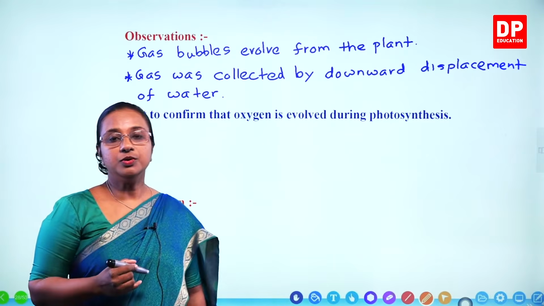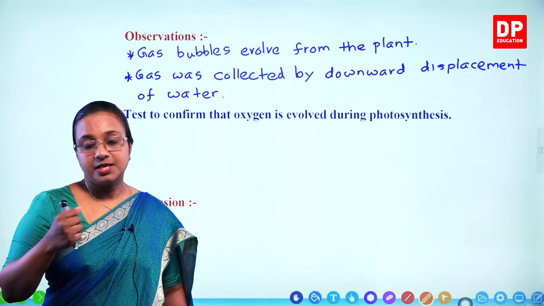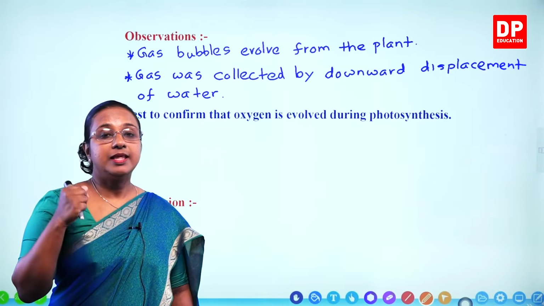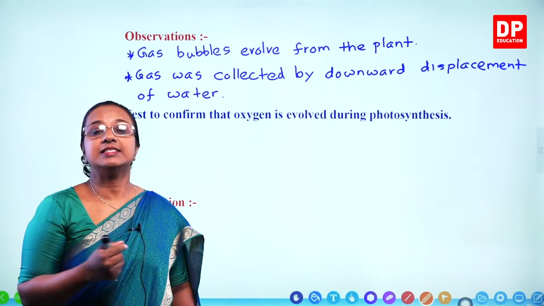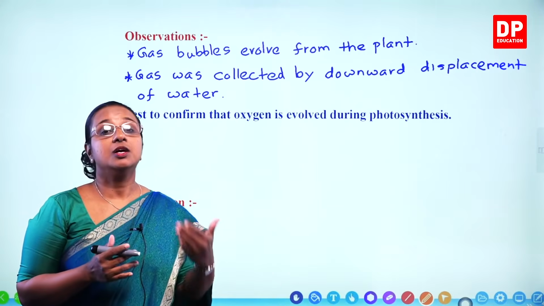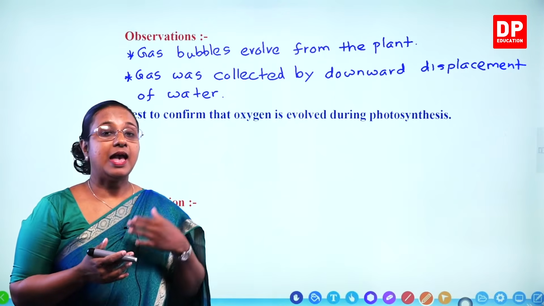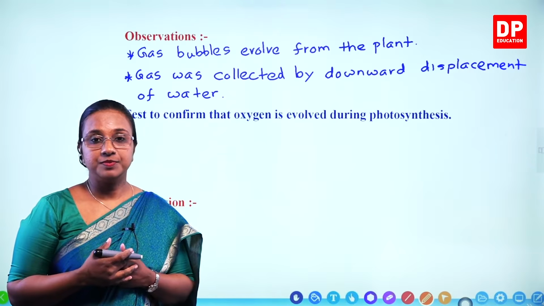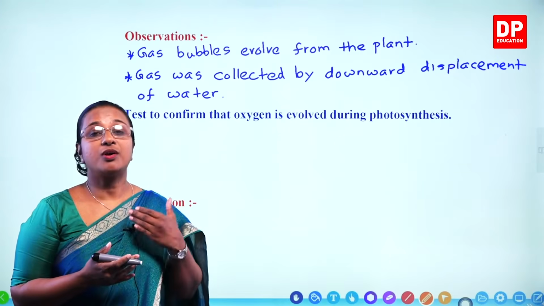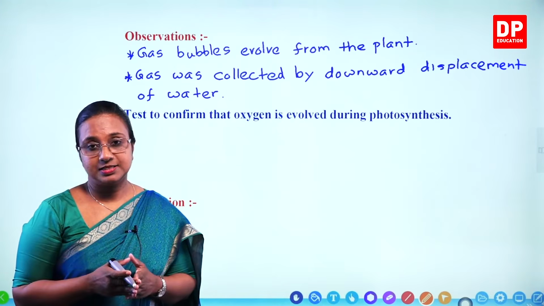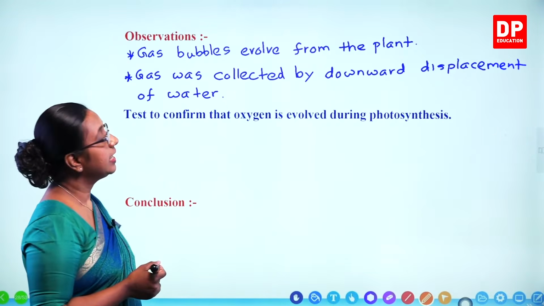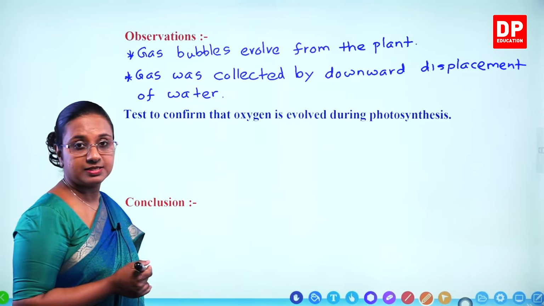Then what did we do? We took the test tube containing oxygen gas, making sure that the gas does not escape the tube. And into that, we insert a glowing splinter. And then what do you observe? You see that the glowing splinter rekindles or reignites and burns. So that is the test to confirm that oxygen is evolved during photosynthesis.